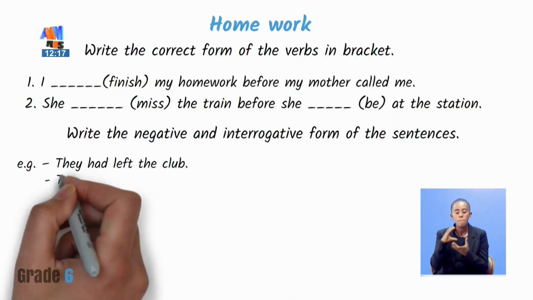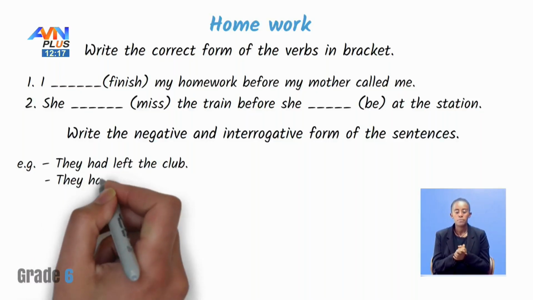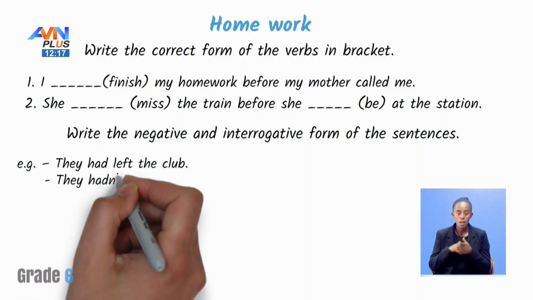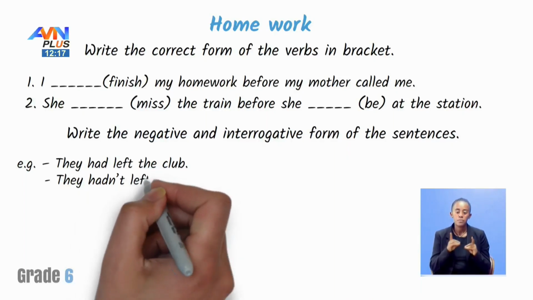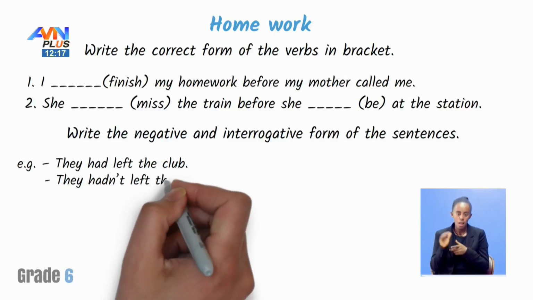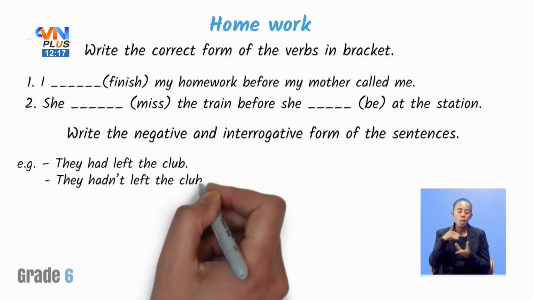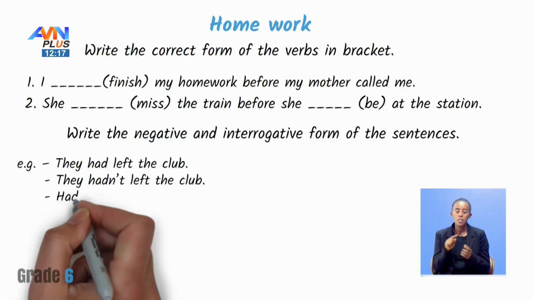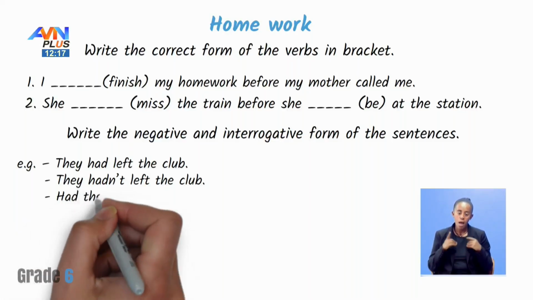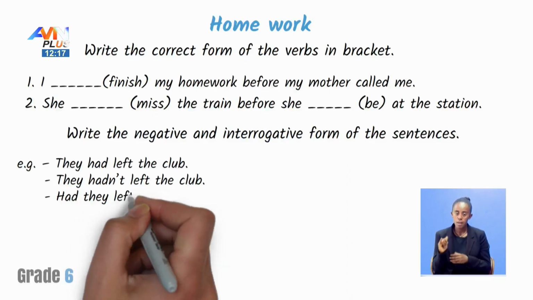And then to make it negative, this one is your example, all right? They had left the club. They hadn't left the club. And the interrogative form is had they left the club?